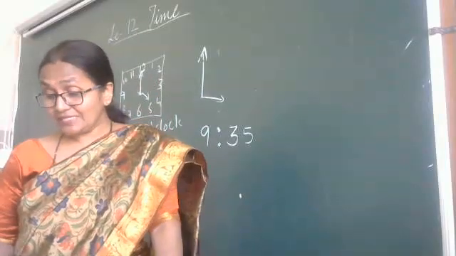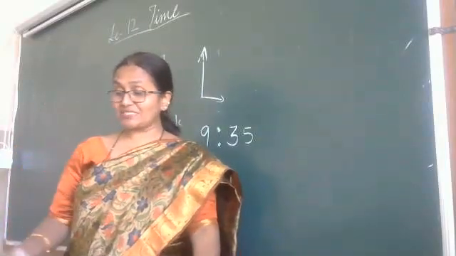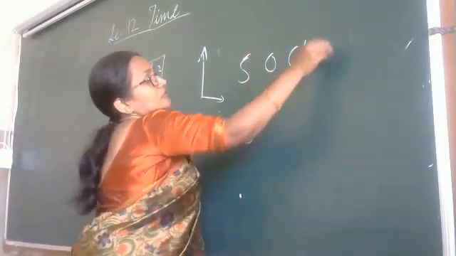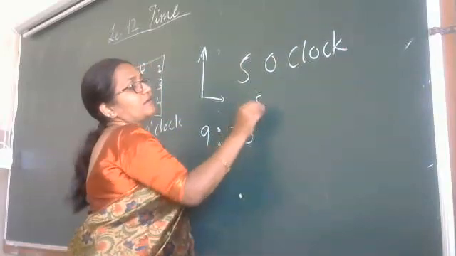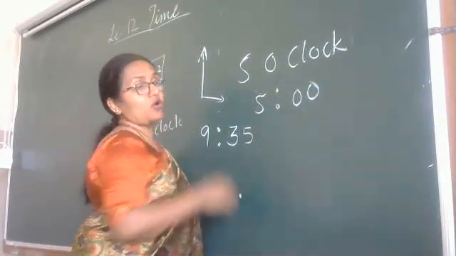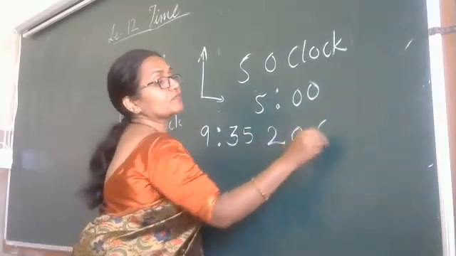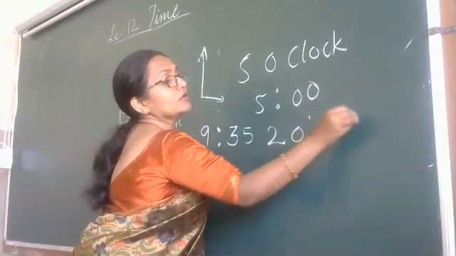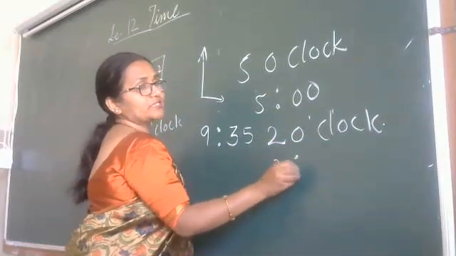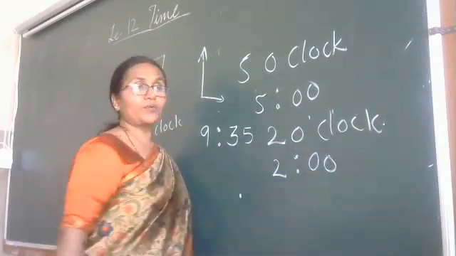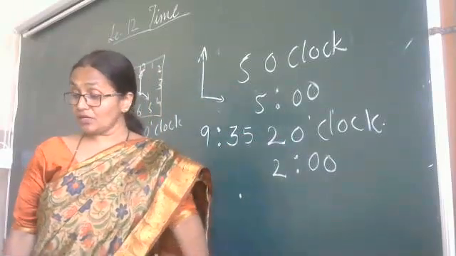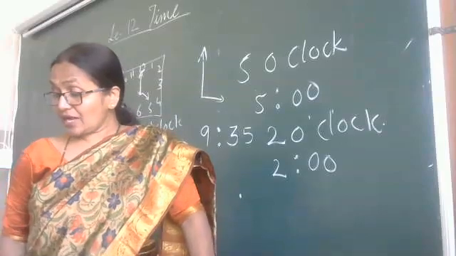Now, in the same way, we write 5 o'clock, 2 o'clock. It is written in these words. Right here, a colon, that is two dots, 5 o'clock, 2 o'clock. So how will you write it? The number, then two dots, that is a colon, then 0, 0. Understood how to write the hour time? Yes, ma'am. Okay.